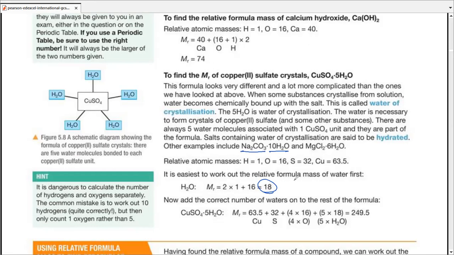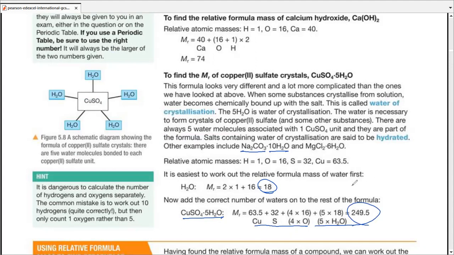However, if you need to work them separately, remember this 10 multiplies with the 2 of hydrogen, and this 10 then multiplies with oxygen as well. Which means for a calculation like this, CuSO4.5H2O, CuSO4 is calculated, and then 5 multiplied by 18 will give you the answer for this one.